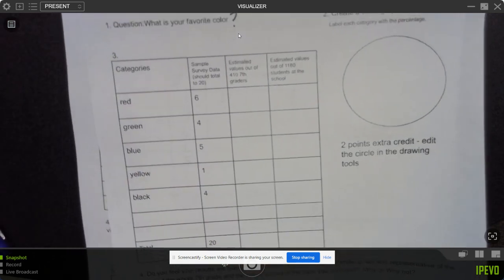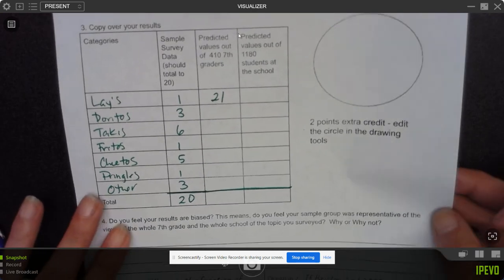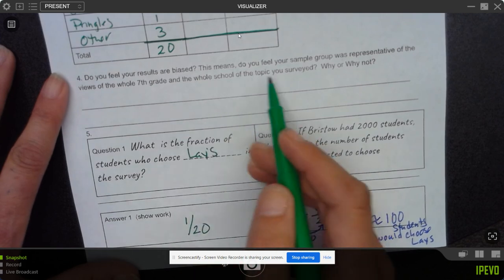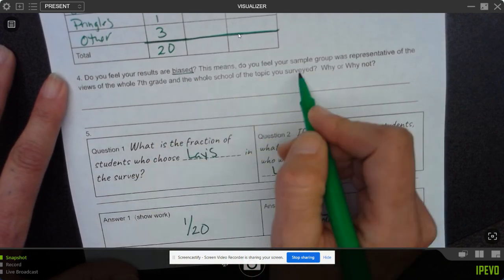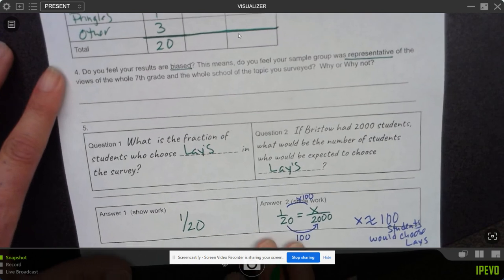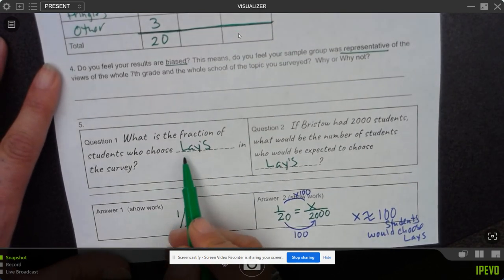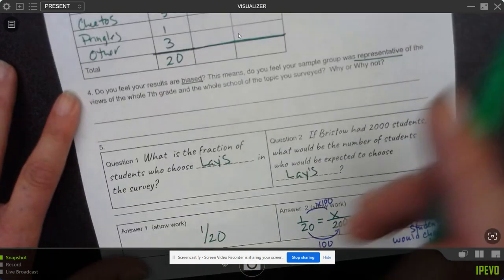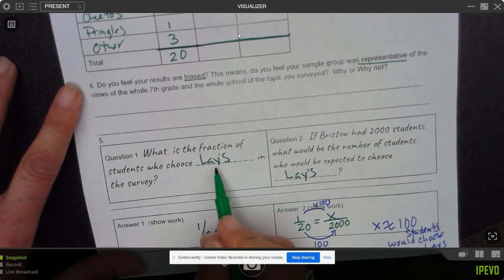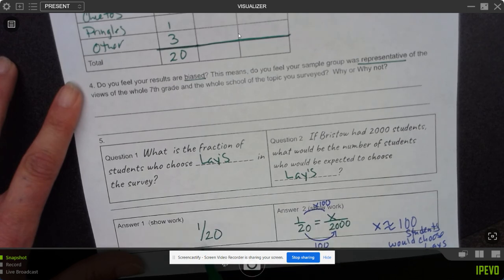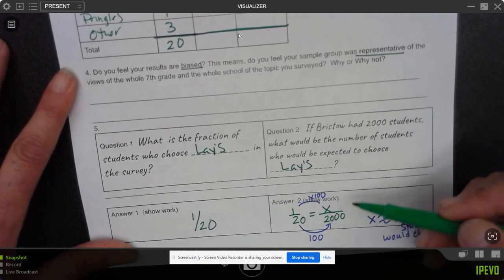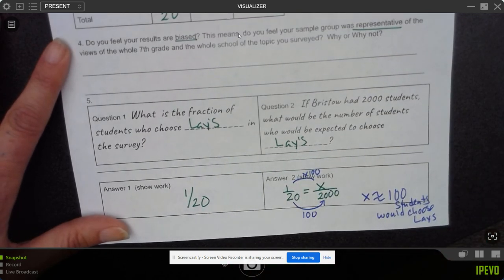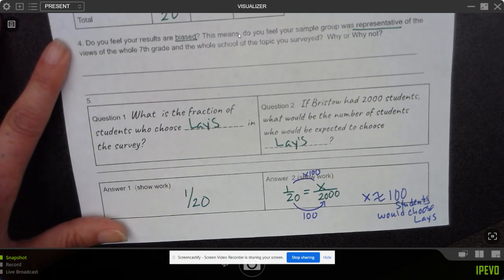Okay. Next part would be the questions down at the bottom. So this right here, you need to read that and you need to think about that. Look back at your notes to think about what bias means and what representative means. And this one right down here, you're going to pick one of your categories. I pick Lay's. You could pick anything that you've written here. And then you're just going to figure out the fraction of students who liked whatever category you picked. For me, it was Lay's and it was 1 out of 20 students. And then over here, I'm just going to do another enlargement, picking one category. I just happen to pick the same category as I did there. Good luck. Let me know your questions.